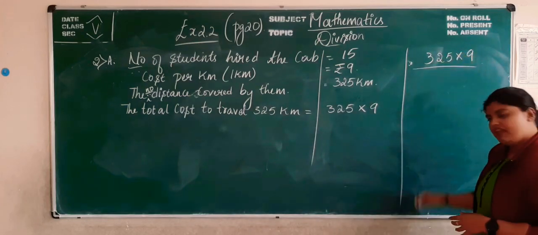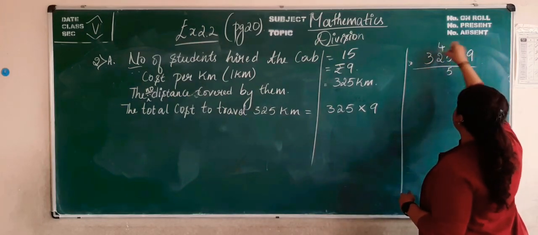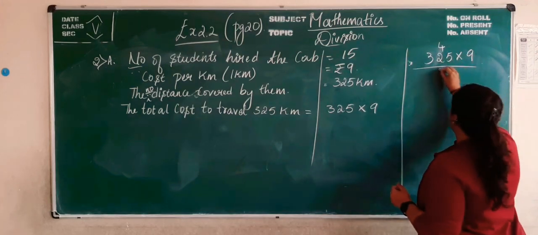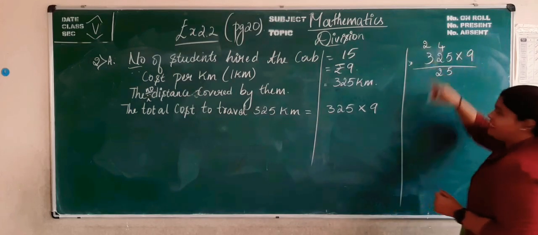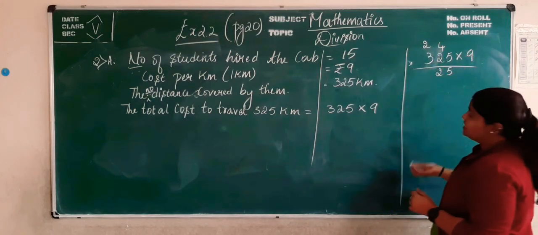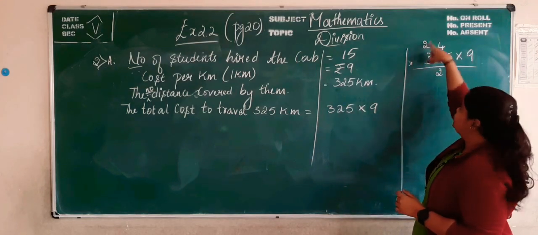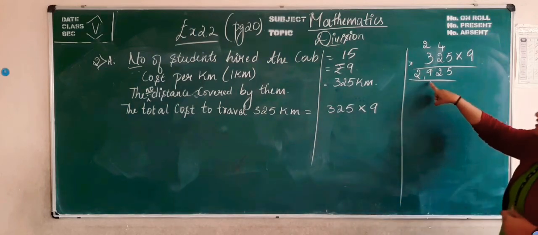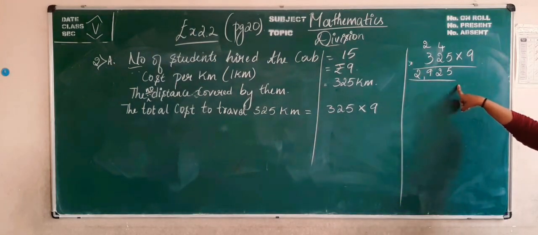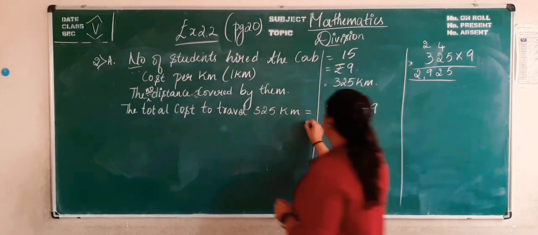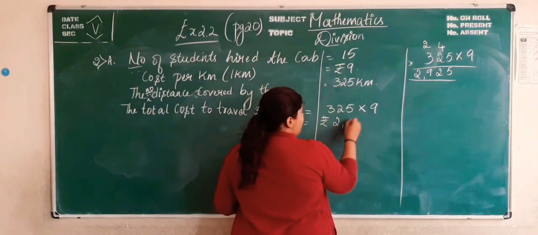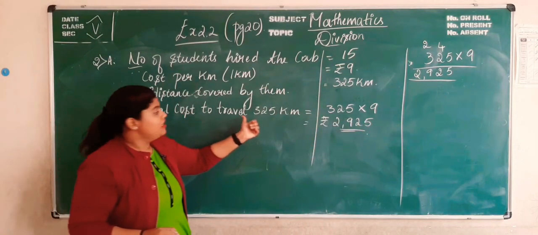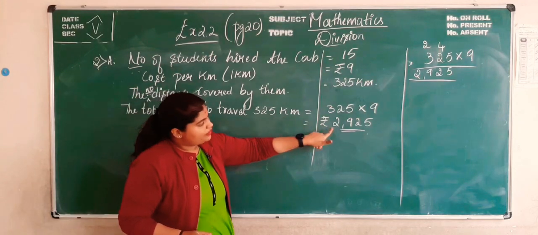What is 9 5s are? Yes, 45, 5 and 4 carry, 9 2s are 18, 18 plus 4, yes, 22, 2 and 2 carry, 9 3s are 27, 27 plus 2, yes, 29. What is this? 2925? Yes, it is rupees. Rupees 2925. So the total cost to travel 325 kilometers is equal to 2925.